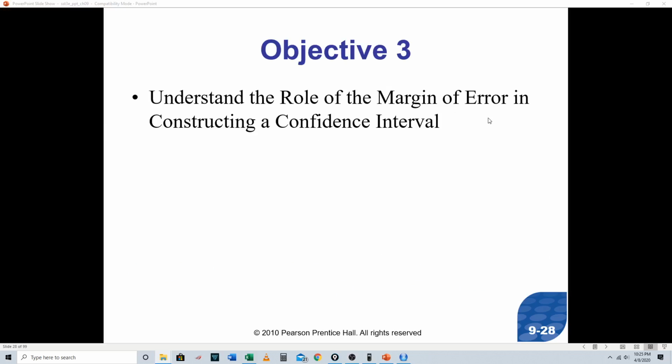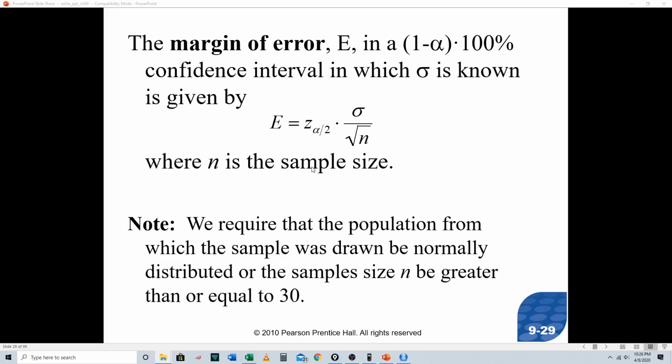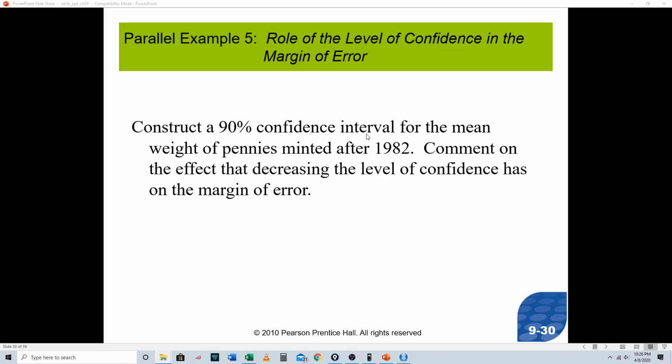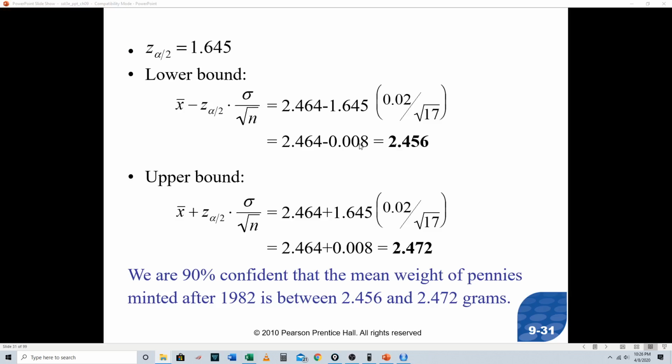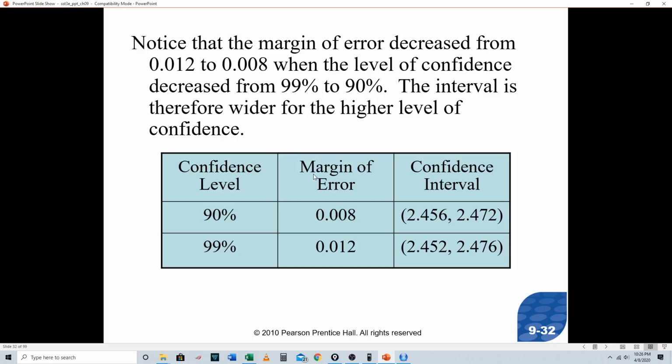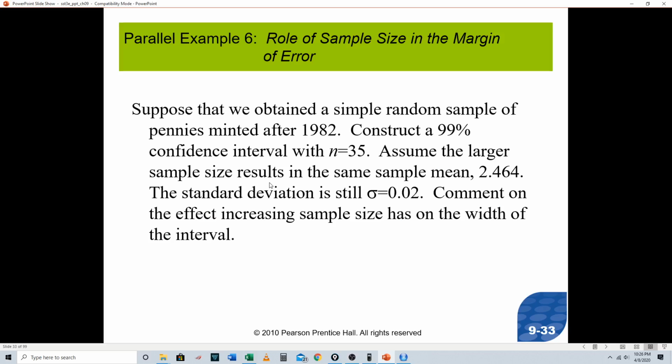All right, role of margin of error, constructing a confidence interval. Basically, that second part, Z alpha over 2 times sigma divided by the square root of n, that's called the margin of error. And that's it. So this part right here has the margin of error. 0.0008, that's the margin of error. All right. So I'm not going to go any further in that.